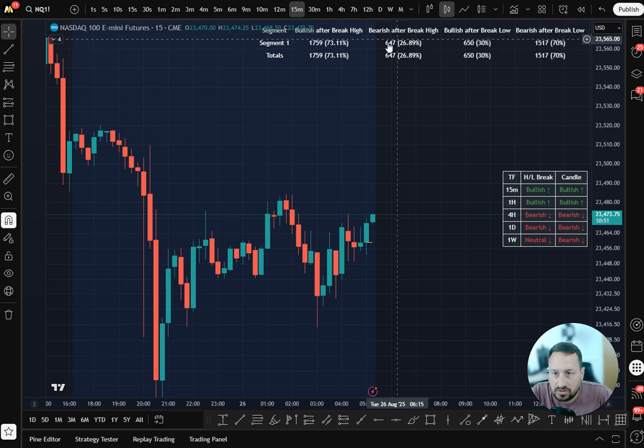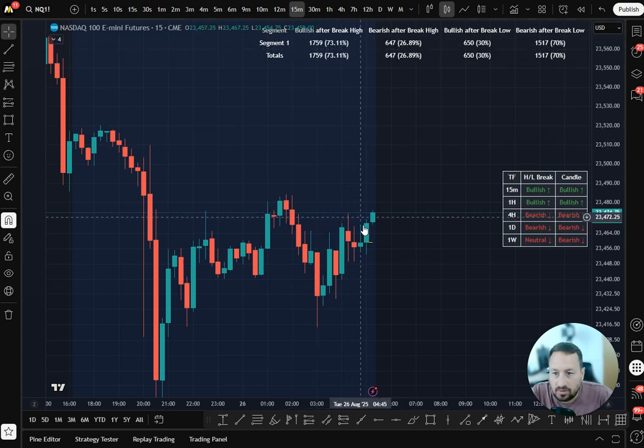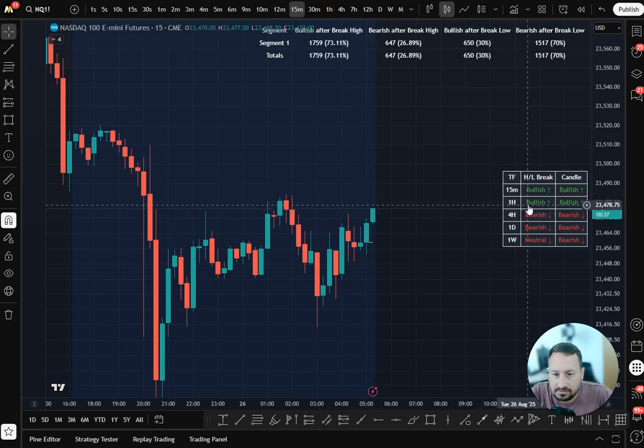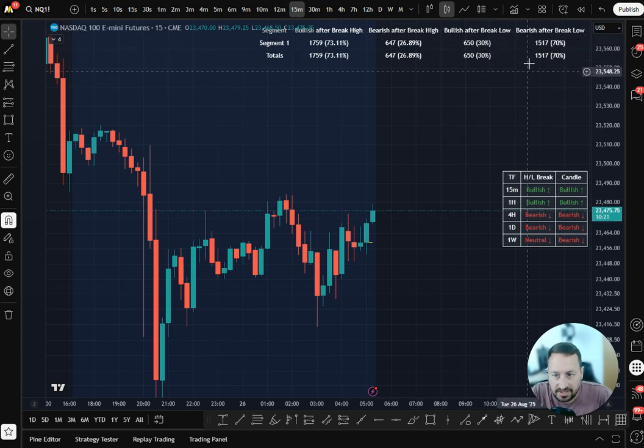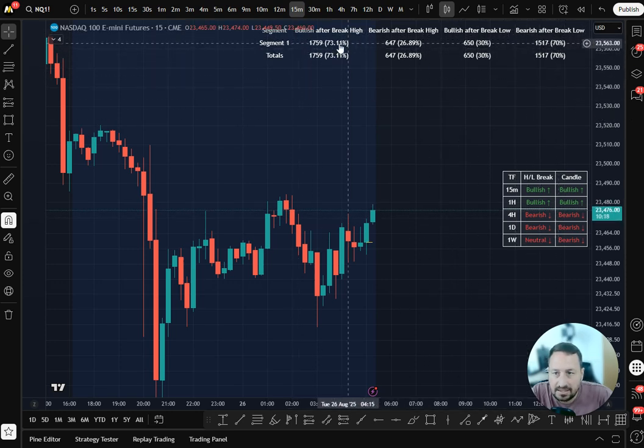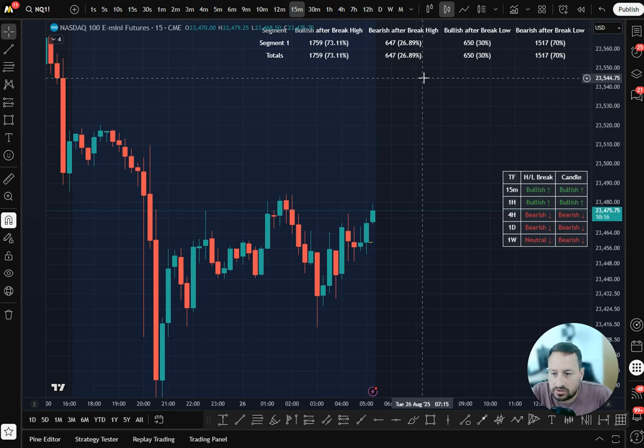You can see here over 2,000 bullish candles have been checked, way over 2,000. And you can see that 73% of the time, when we broke the previous hour high, like we've just done now, we then closed bullish. On the bearish side, you can see that 70% of the time we closed bearish, based over that large amount of data. Now this probability actually works across any time frame.